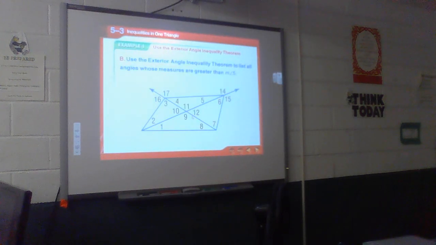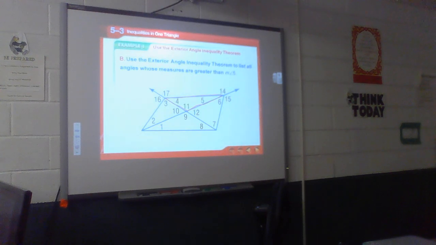This one now, I think that one's easier when it says list all of them that are less than whatever angle. This one says find the angles whose measures are greater than angle 5. To me, this is a little bit more confusing. So basically, you have to think about when angle 5 is a remote interior angle to some exterior angle. So again, look at where angle 5 is, and maybe you have to draw this on your paper, not in your book.